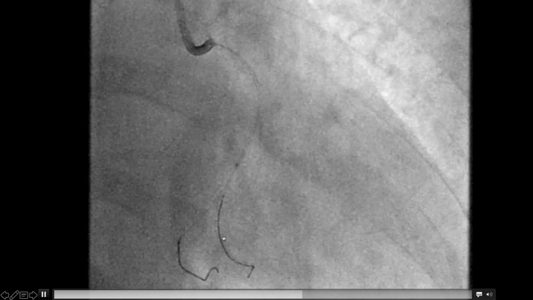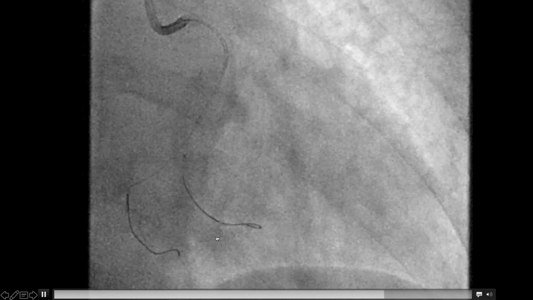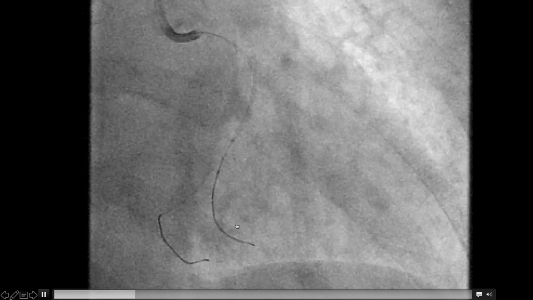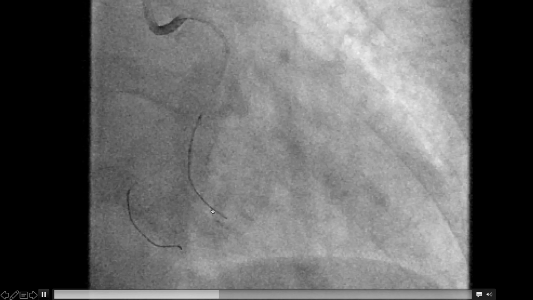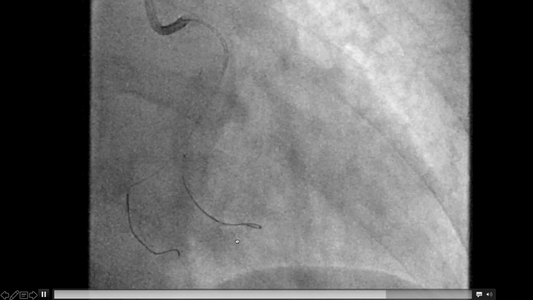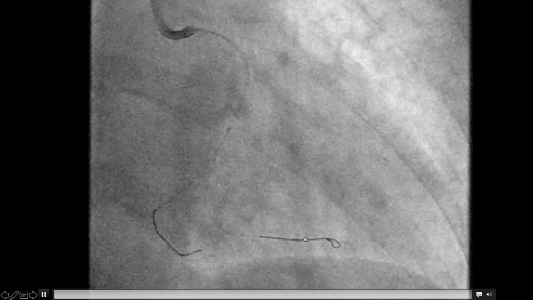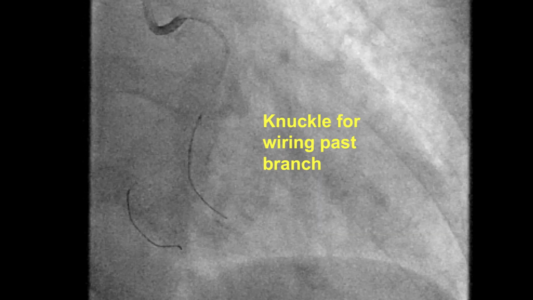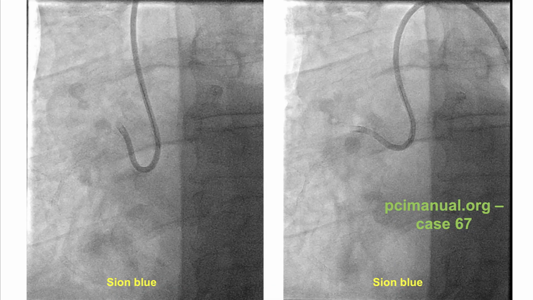This is an example where the wire keeps on going into the branch of the obtuse marginal until eventually the tip knuckles, and when the tip knuckles, it allows advancement of the wire past the origin of that little branch and then delivery into the distal portion of the obtuse marginal branch. So knuckle can help prevent entry of the wire into small branches.